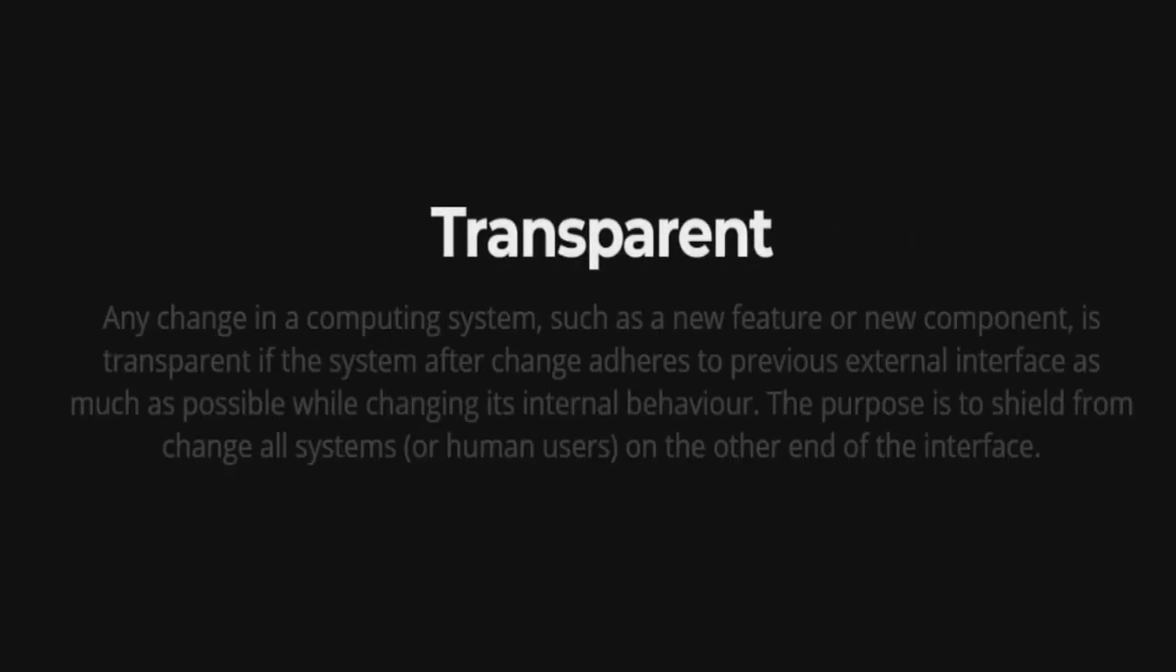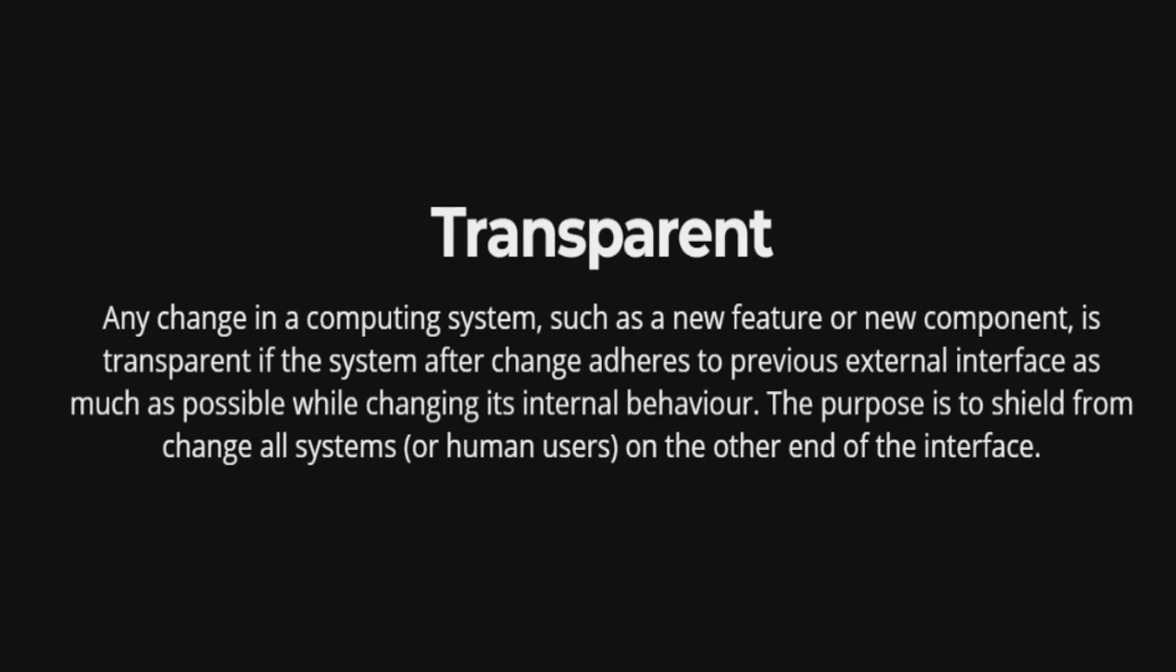Transparent. Any change in a computing system, such as a new feature or new component, is transparent if the system after change adheres to previous external interface as much as possible while changing its internal behavior. The purpose is to shield from change all systems, or human users, on the other end of the interface.